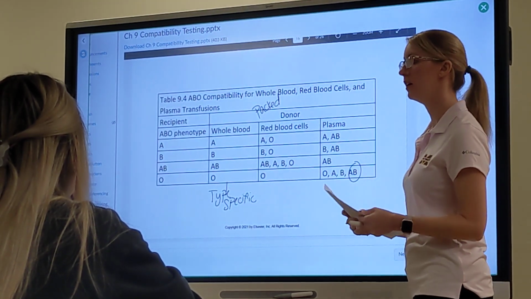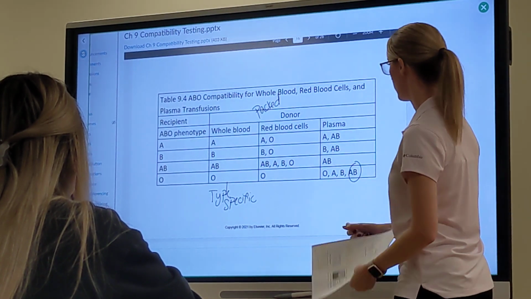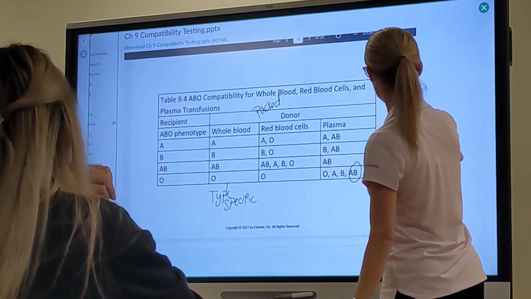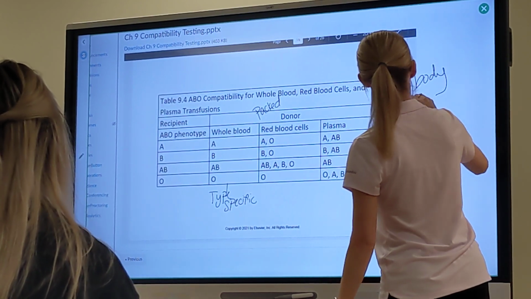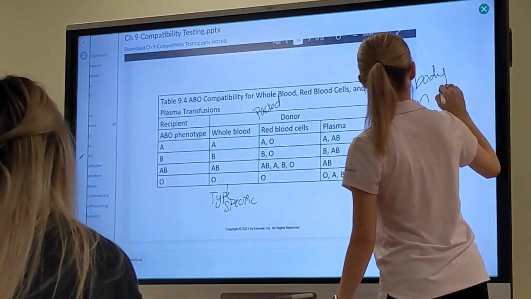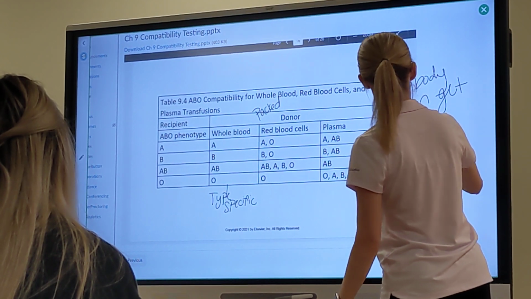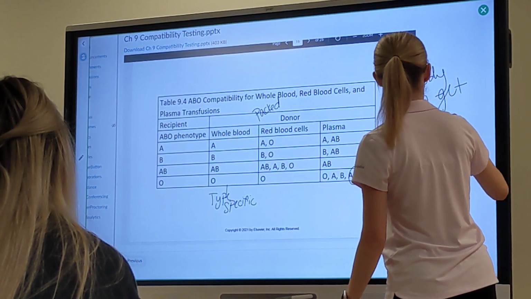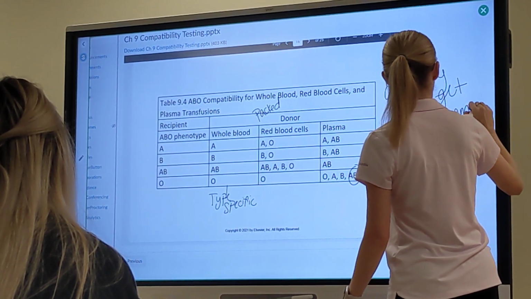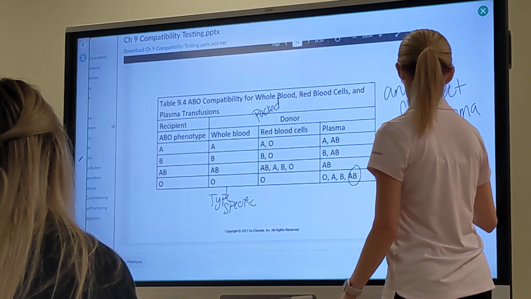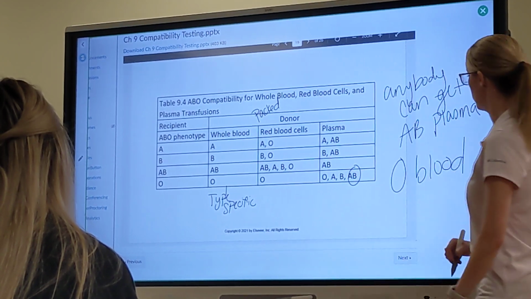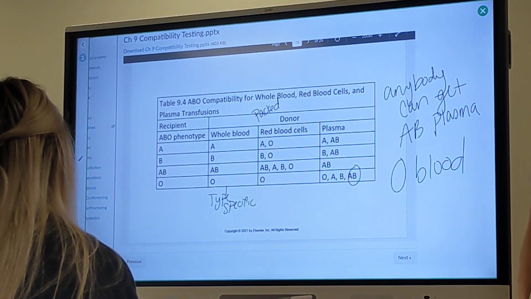So you said AB is universal for plasma? Yes, anybody can get AB plasma. Anybody can get O blood. So it's flipped. Yes, it is.